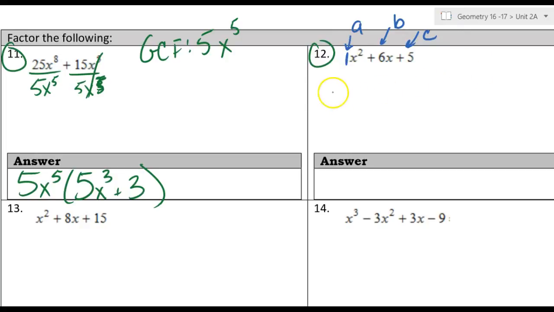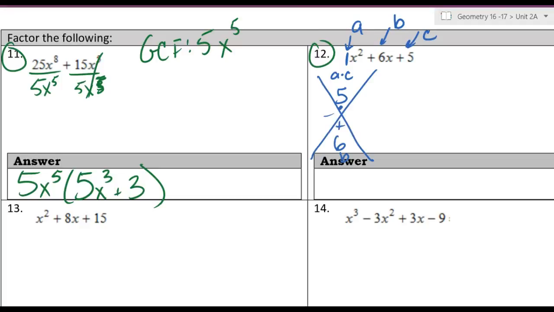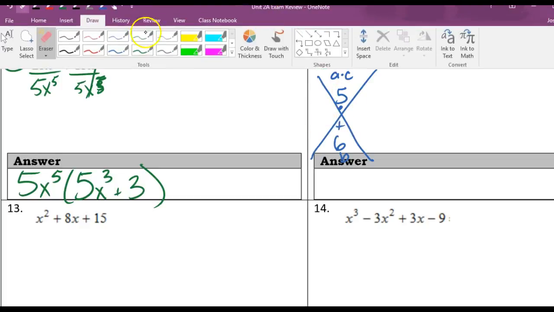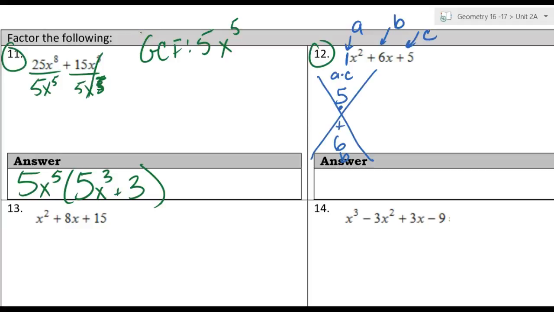So what we're going to do is use our factor X. In this top part, I'm going to do A times C, so 1 times 5, which is 5, and down here I'm going to put 6, my B value. So what I need to do is figure out two numbers that multiply to 5 but add to 6. So I think of some things that multiply to 5. 5 times 1 is the only thing that comes to mind.